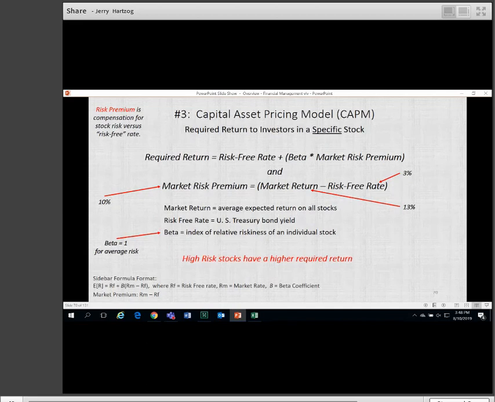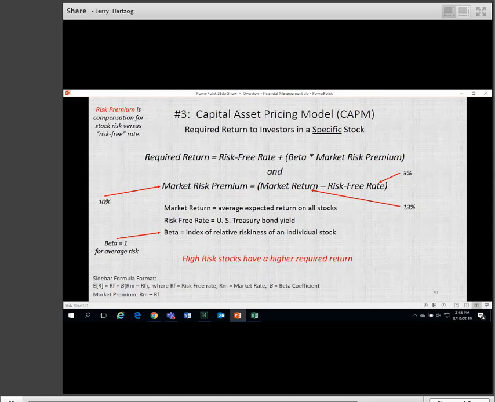Risk-free rate is just the rate on U.S. Treasury securities. That is, U.S. Treasuries are risk-free in the sense that there's no credit risk. So just to pick a number out of the air, let's say 3% is the risk-free rate. So what's the market risk premium? 13 minus 3 gives us a market risk premium of 10%. So that's the average market risk premium for stocks in general.